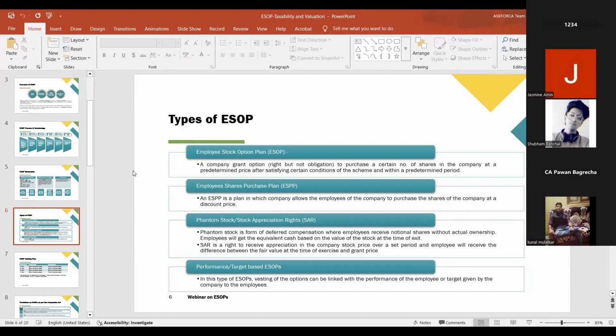And there is a different part. This is the part of ESOP only, that the company can link the ESOP with performance or targets, so that the company can get the work done by the employee, and on that basis the company can issue the ESOP.